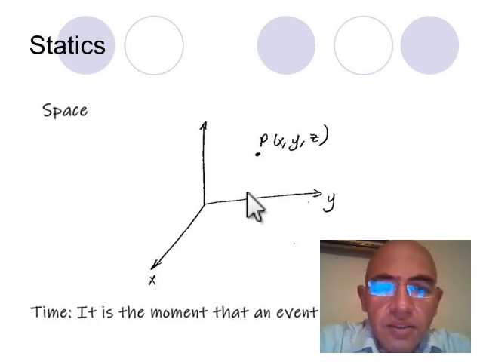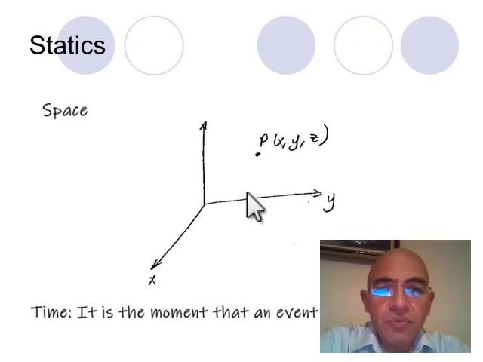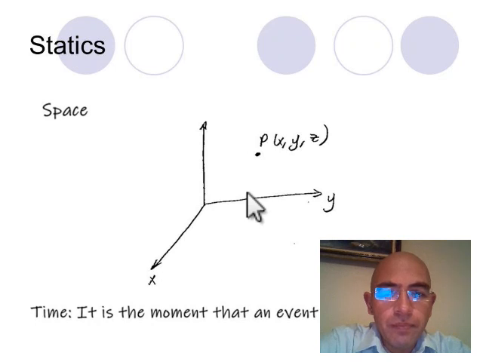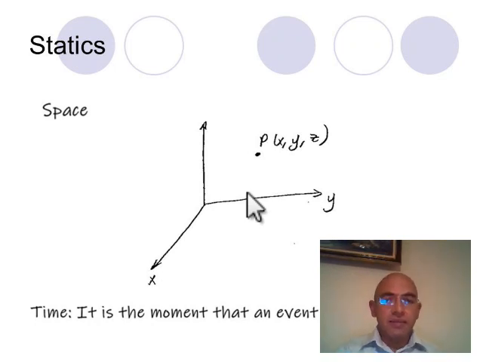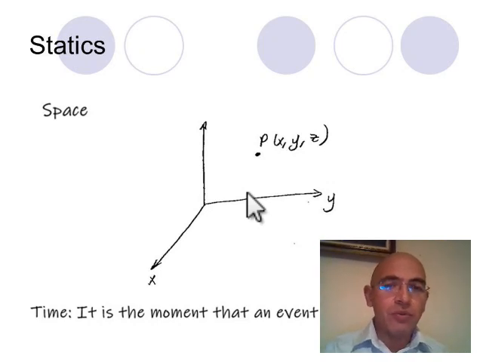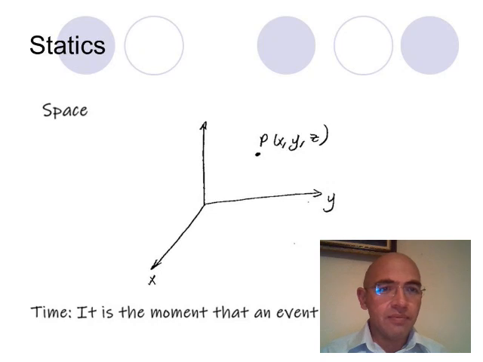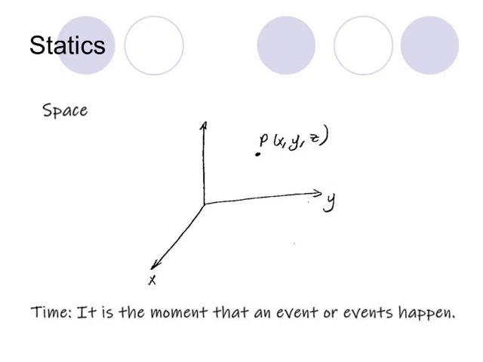Certainly there is another parameter that we use, time. Well, according to Einstein, time is the ticks of a clock. But certainly we define it like this: it is the moment that an event happens. Yes, it is the moment that an event or events happen. This is what time is. Okay.